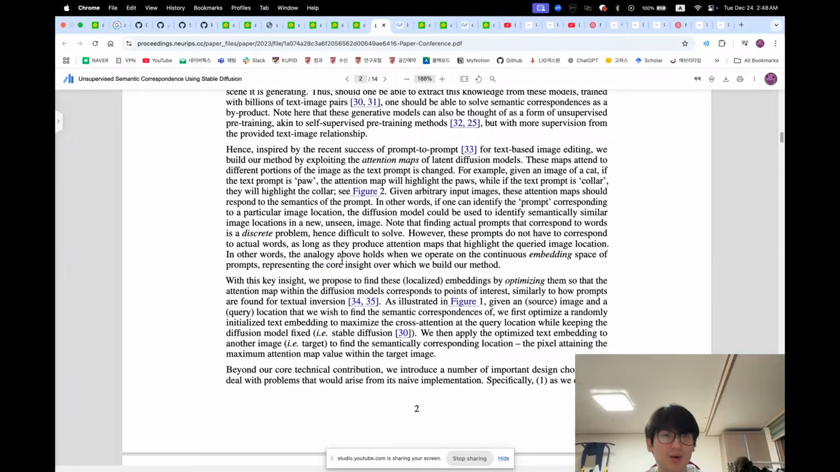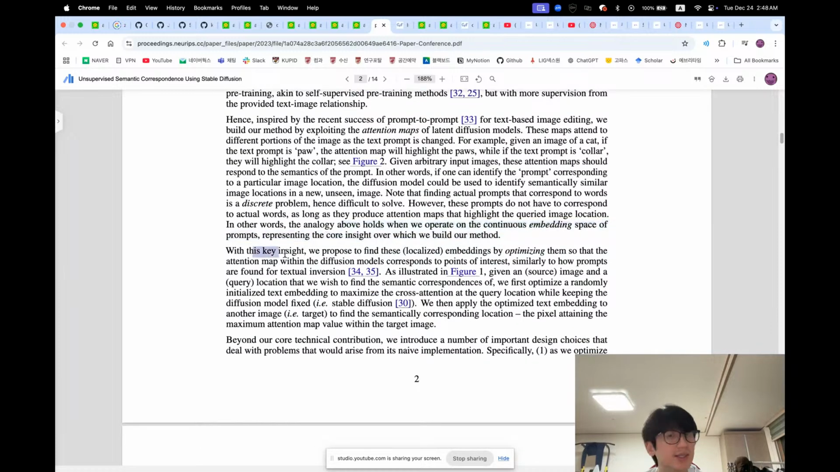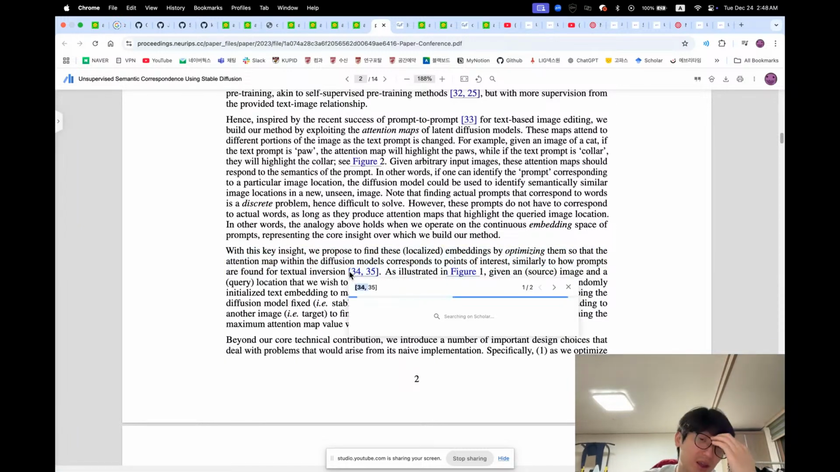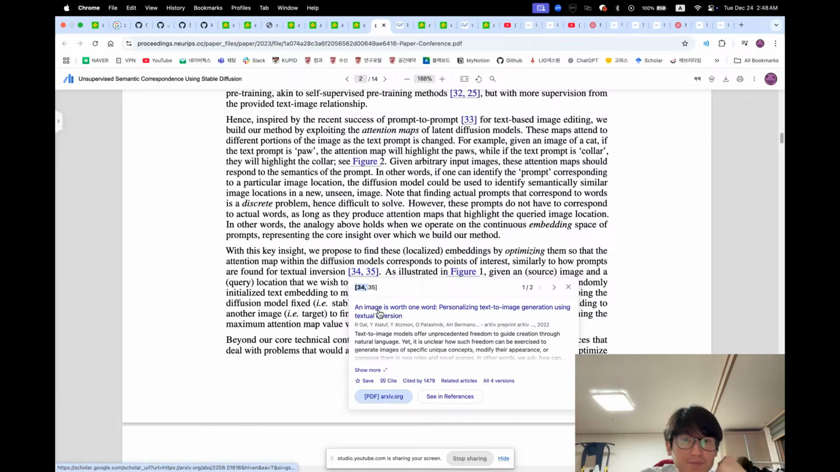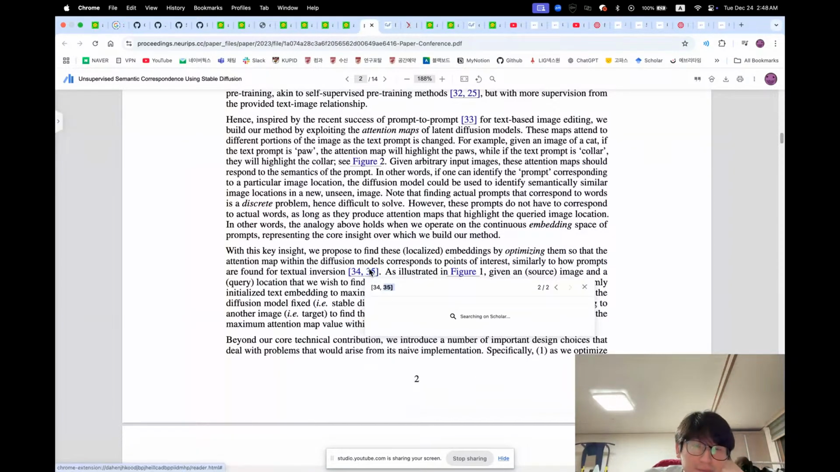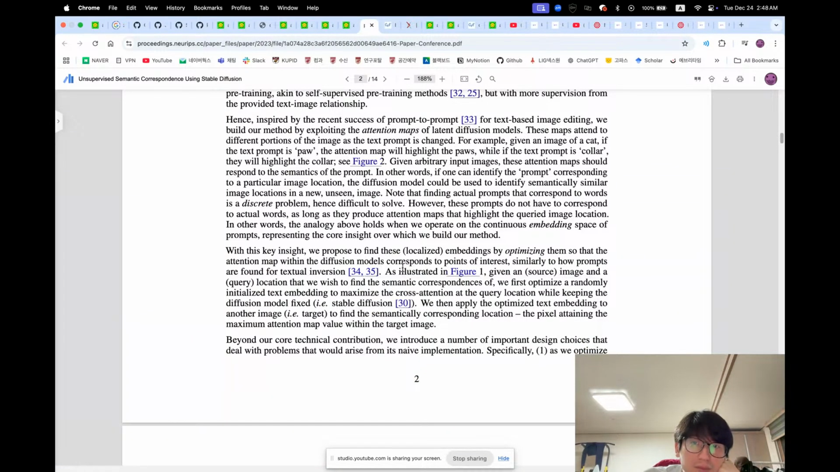The analogy above holds when we operate on the continuous embedding space of the prompt. This is the core insight, and our approach finds these localized embeddings through textual inversion. Okay, I need to know what textual inversion is. Given a source image and a query location, we find the embedding by random optimization. Like if they're not training, how are they optimizing? We optimize randomly.